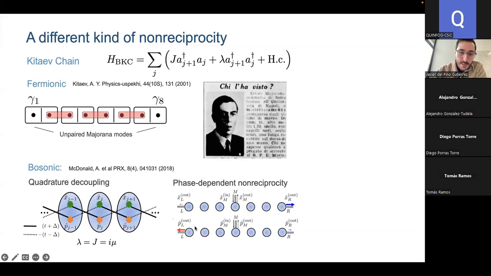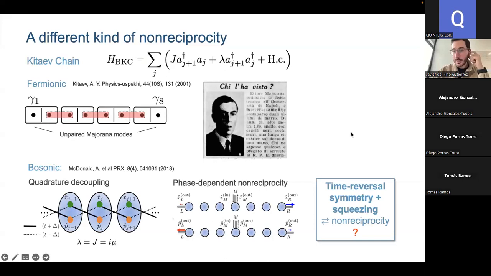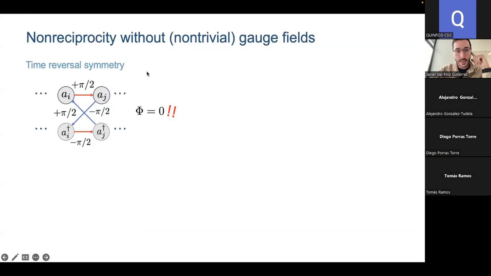So the overall energy transport, which contains both X and P quadratures, is reciprocal. But if you are able to split the transport into different phases, you see non-reciprocity. And this is very puzzling. The first question is: is it because there's some hidden time reversal symmetry here? Is there a gauge field of any kind? You can quickly realize that there is no gauge field. Time reversal symmetry is not broken.